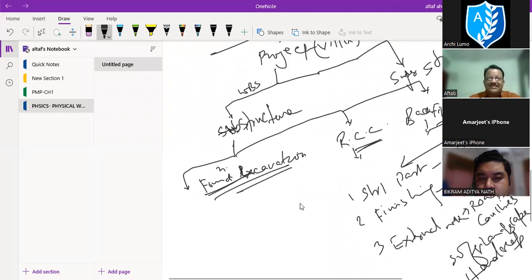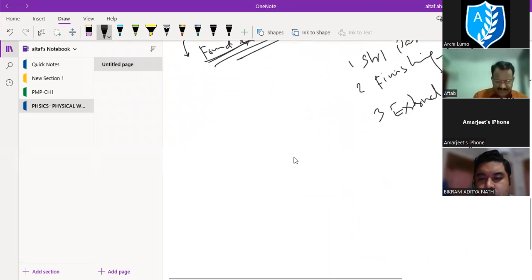So this is the concept of WBS. WBS is nothing but breaking down the whole project, the entire project, into small workable sub-projects, you can say, or workable work packages. Now, under WBS, in each WBS, there come activities.